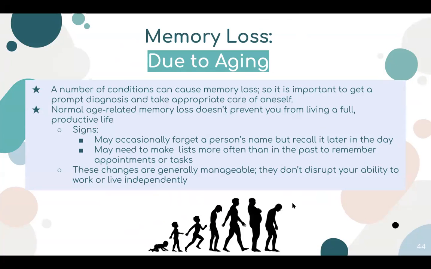Normal age-related memory loss doesn't prevent you from living a full productive life. The signs of memory loss are: you may occasionally forget a person's name but recall it later in the day, or you may need to make lists more often than in the past to remember appointments or tasks. These changes are generally manageable. They don't disrupt your ability to work or live independently.